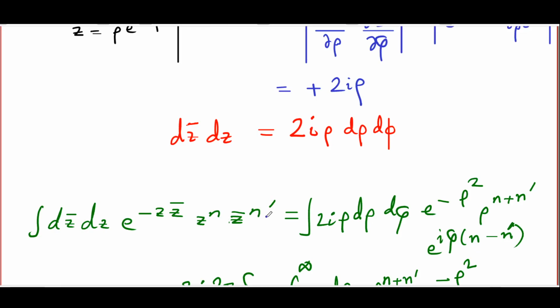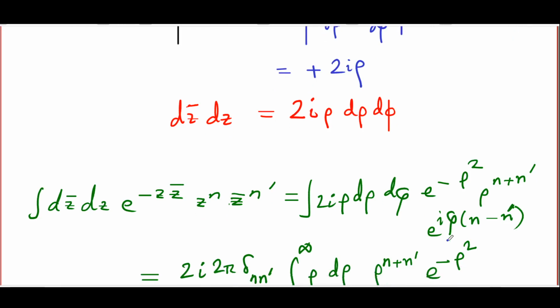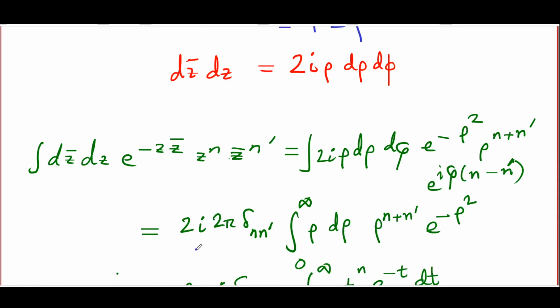Now this is an integral in which phi goes from 0 to 2 pi and rho goes from 0 to infinity. The phi integral is very easy to do and should be familiar to all of you, and a direct calculation will convince you that it is equal to 2 pi when n equals n prime and equal to 0 when n is different from n prime. So this is really 2 pi delta n n prime. After evaluation of the phi integral, twice i is a factor which has come out of the integral, 2 pi delta n n prime is the value of the phi integral, and you are left with rho d rho times e to the minus rho squared, rho to the n plus n prime.